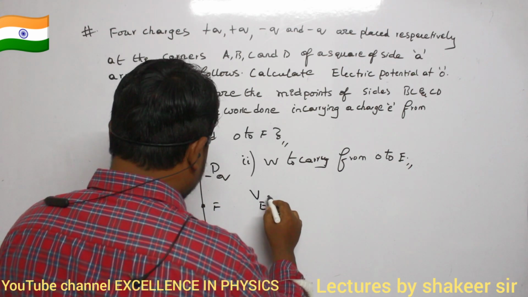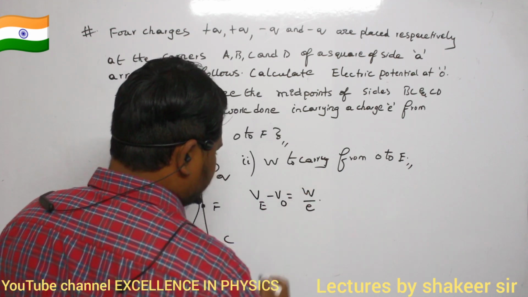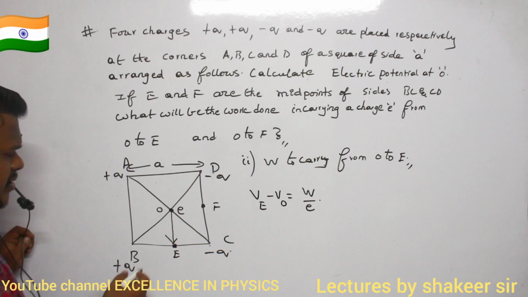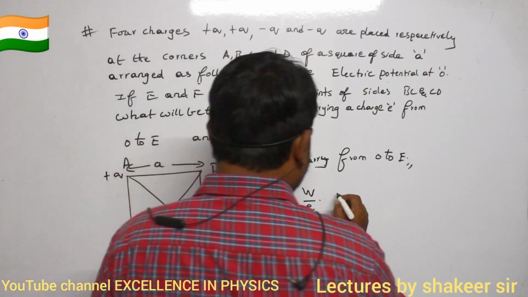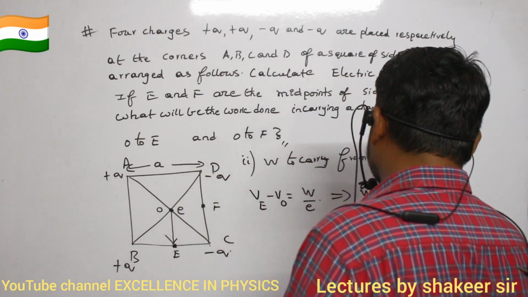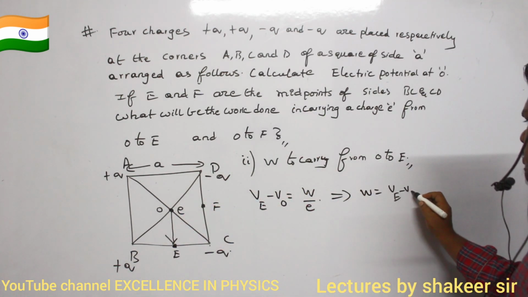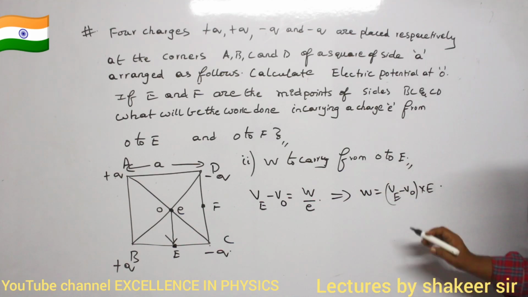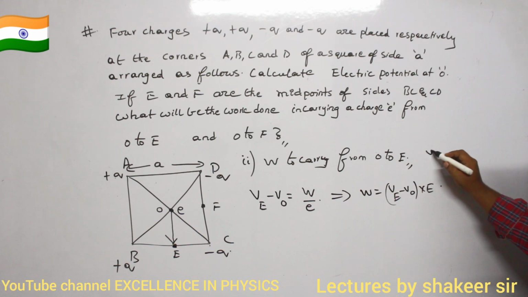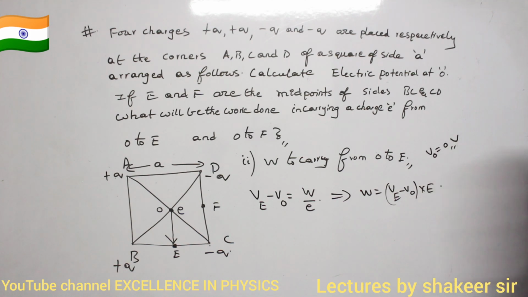So VE minus VO is equal to work done per unit charge. That's all, no? Which charge am I carrying? I am carrying a charge of e here. Clear? So therefore, what is the equation for work done? Work done is equal to potential difference, VE minus VO, multiplied by e. Clear? So potential at VO already we have calculated. Now what is the potential at point O? 0 volts. This already I have calculated.